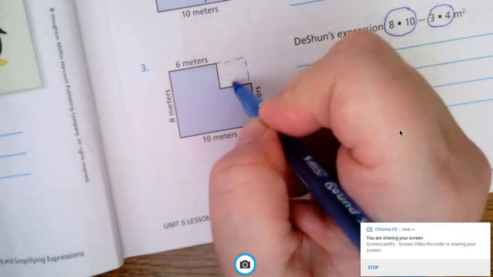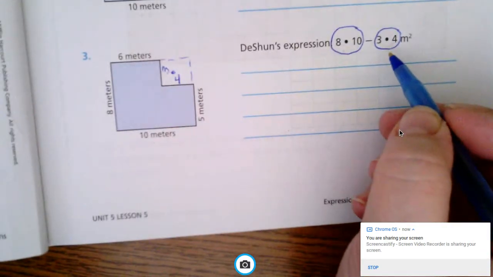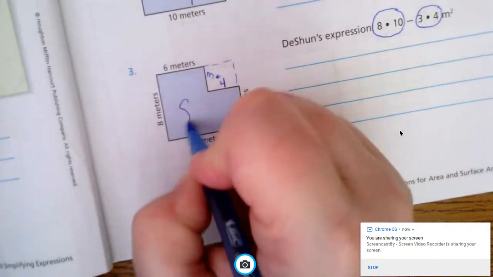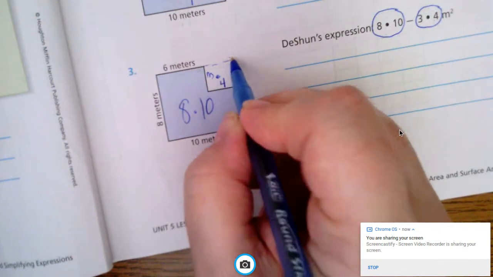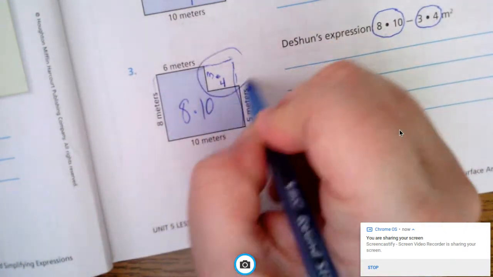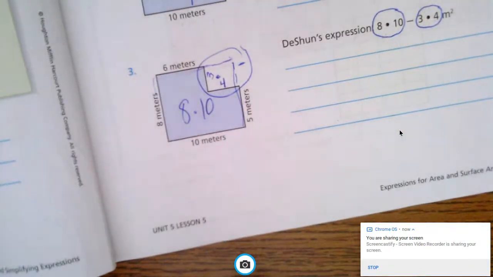10 minus 6 would give me 4 here. And the difference of 8 and 5 gave us 3 here. So 3 times 4 is what he's subtracting. So in this case, you would just explain that Deshawn decided to multiply this entire area, and subtract this from it. And you could explain it that way.